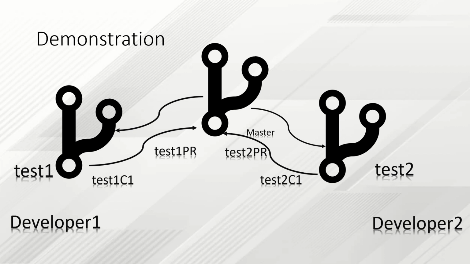Now, because developer 1 already has something at the same line, and developer 2 wants to put something different at the same line in the master, the git conflict, or the merge conflict, arises at that time. Okay, so this is what the merge conflict is.